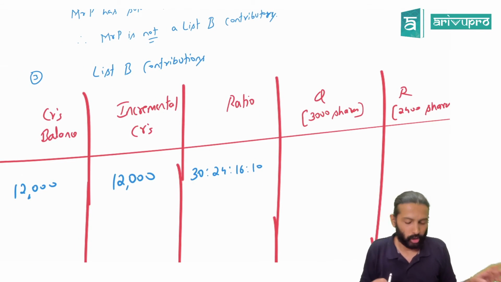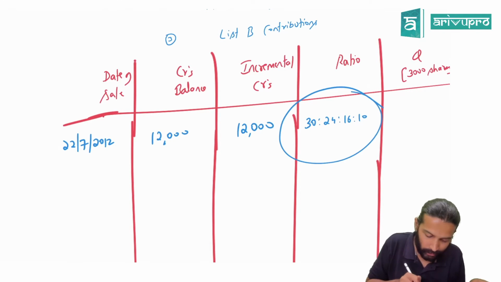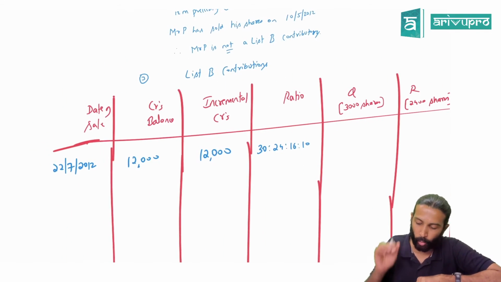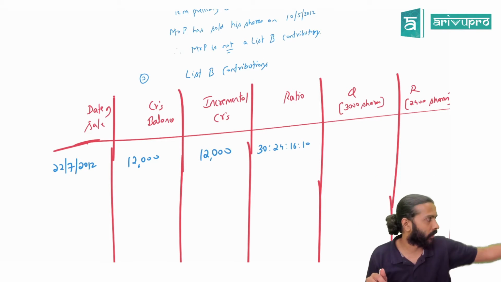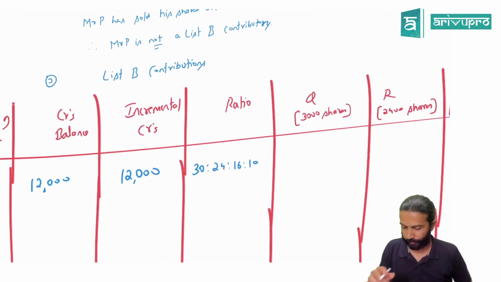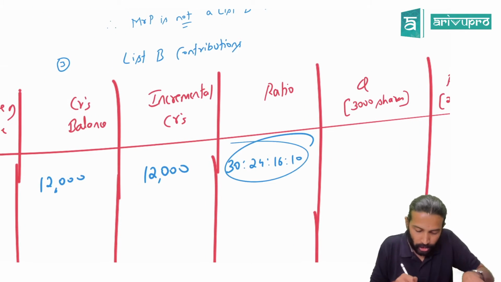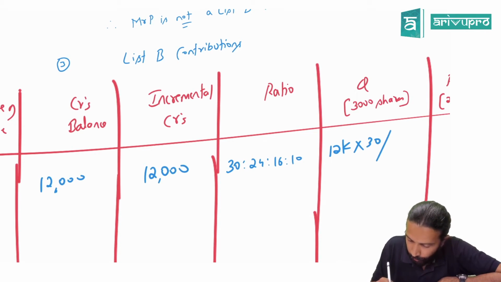Are we fine now? So this 12,000, which is a creditor liability, will be shared by all of them in this ratio. For the time being, just follow what I'm saying. After the next point, if you have any doubt, you can ask. First, follow what I'm doing. This is an important question. So you distribute 12,000 in this ratio. Q's share will be how much? 12,000 into 30 divided by 80. How much will it be?